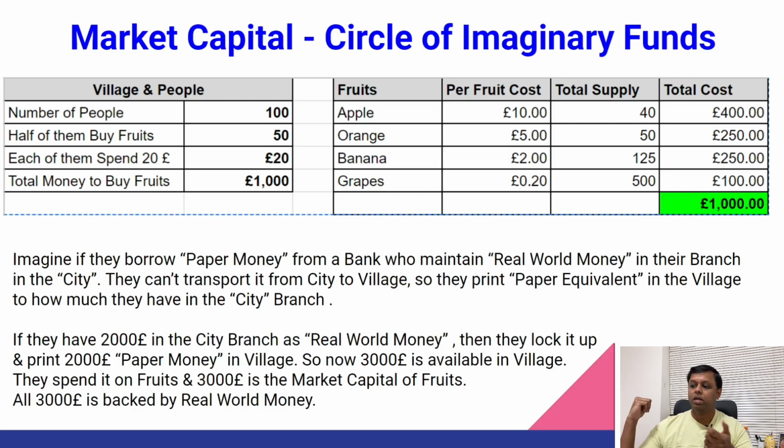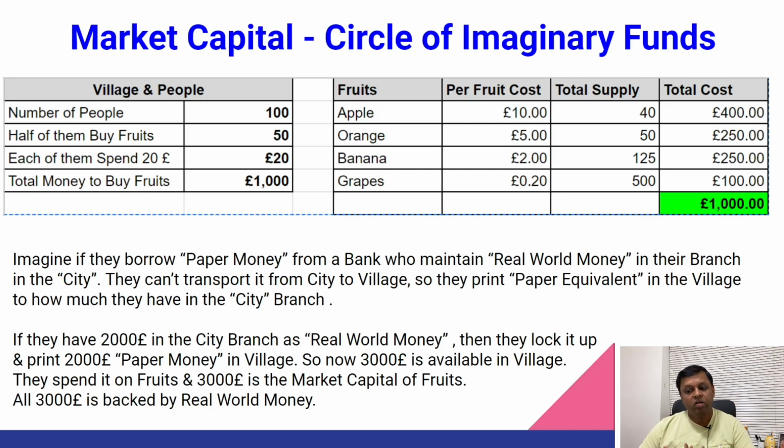Now, imagine if they can borrow paper money from a bank. For example, let's say a bank says, okay, I can't keep bringing real world money to the branch because it's too far away in the village. So let me maintain the real world money in a city branch, and instead of transporting it to the village, let me print a paper equivalent in the village, because I can hold my money in the city branch. Whatever equivalent money I'm holding in the city branch, I'm going to print it in the village.